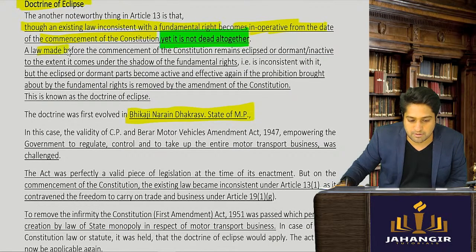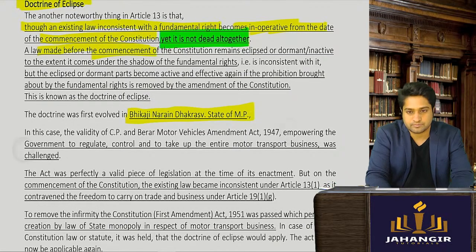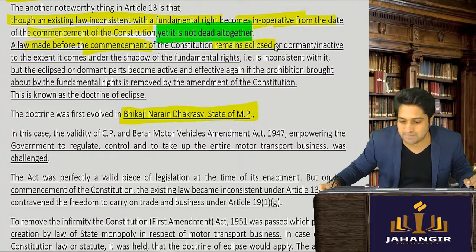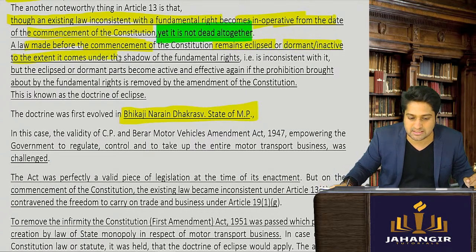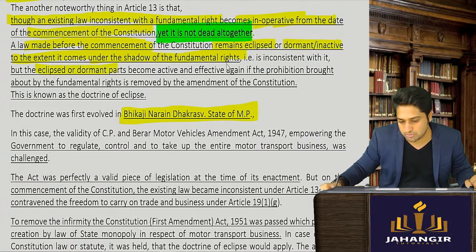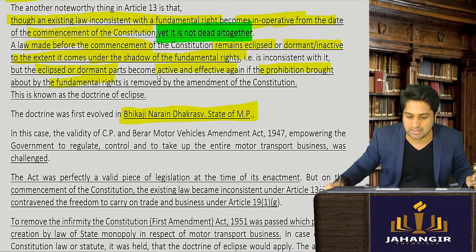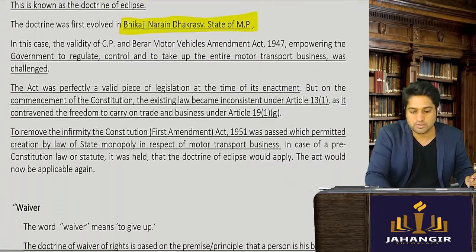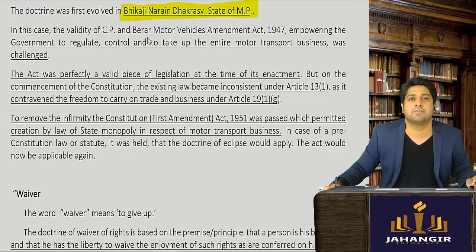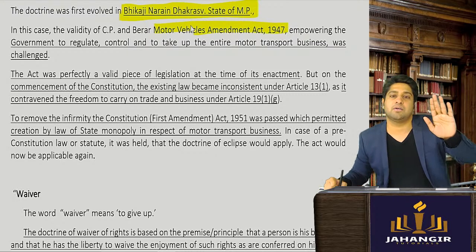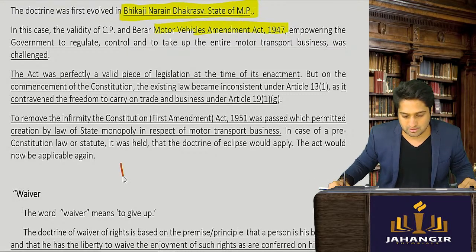So a law made before the commencement of the constitution remains eclipsed, dormant or inactive to the extent of the shadow of the fundamental rights. But if the eclipse or the shadow is removed, the law will become effective again, when the prohibition brought by the fundamental rights is removed by an amendment of the constitution. So this was the example: earlier the Motor Vehicles Act was there, where it stated that the state will have monopoly. So here it said that for motor vehicles, the state will have monopoly.